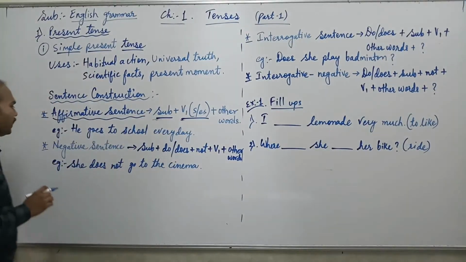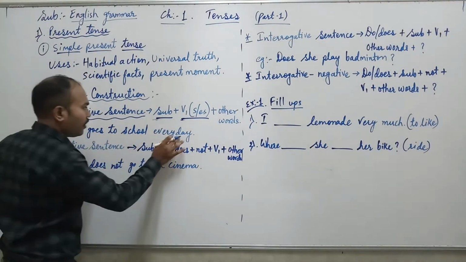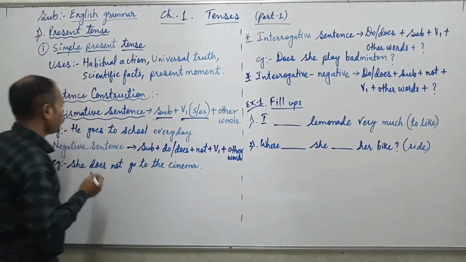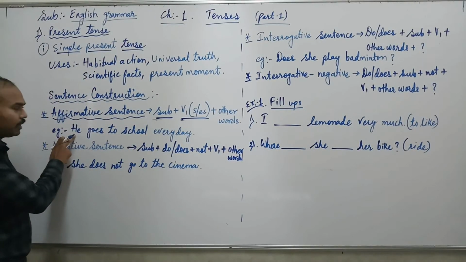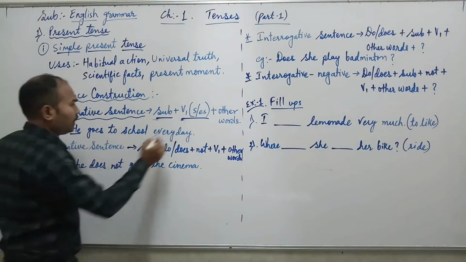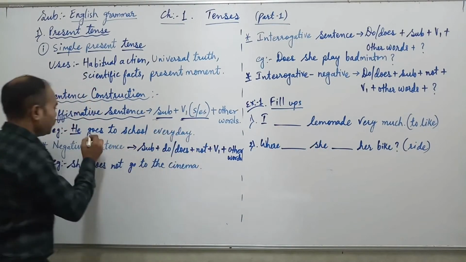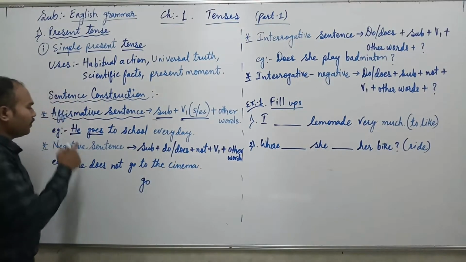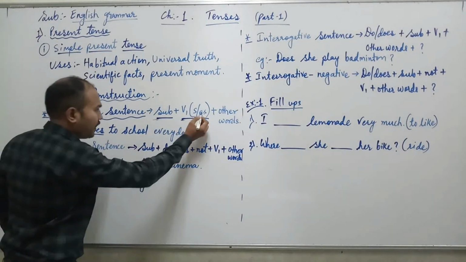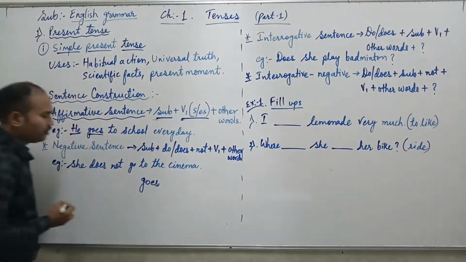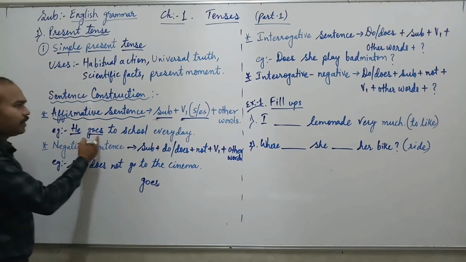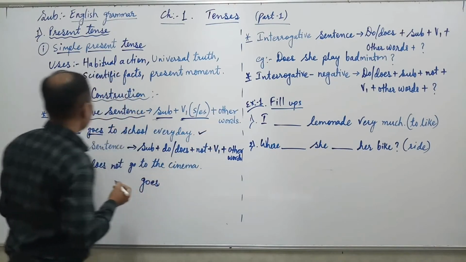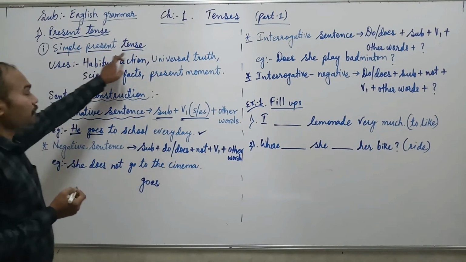Let us see this with an example. He goes to school every day. Okay, so according to the structure we have to write down the subject first. Here is your subject. Then we have to write down the verb plus S/ES. This is your verb. Go is the verb, and when your subject is singular we have to add S/ES. So we will add the suitable S/ES, so it becomes goes, and then come the other words, to school every day. This is your positive sentence, affirmative sentence in simple present tense.